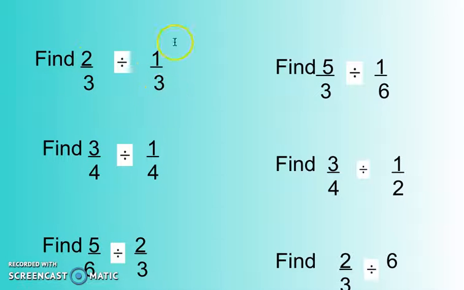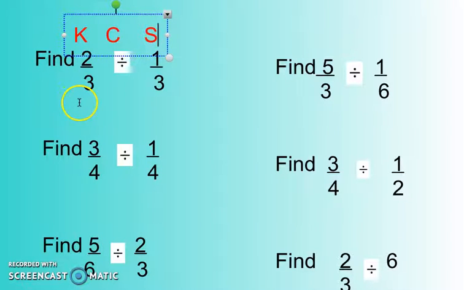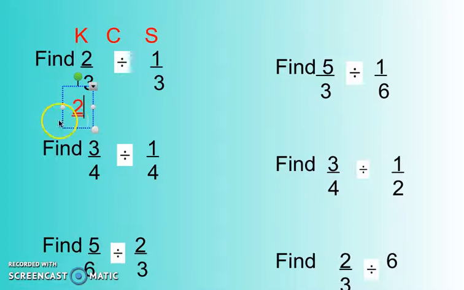If I have 2/3 divided by 1/3, the first thing I'm going to do is keep, change, switch, KCS. So we're going to keep the 2/3 as is. And what happens to the division sign? Division sign goes to multiplication, yep. And then what happens to the 1/3? The 1/3 changes, it switches. And so the multiplicative inverse for that is 3/1. And so now we have a multiplication problem.